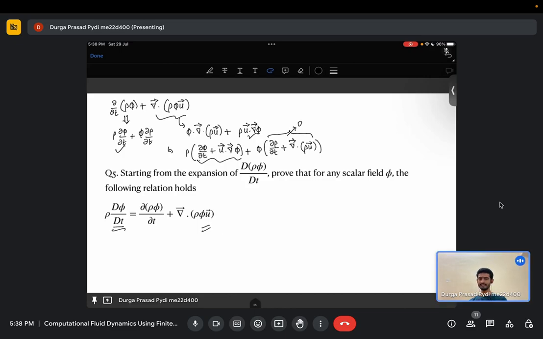So here phi is any scalar field. Suppose I put phi as the x component of velocity u. What will be your left hand side if phi is the x component of velocity? It's rho times acceleration, so it's essentially force per unit volume along the x direction. Similarly, along the y component and z component, you get all the forces, and that's how you derive your conservation of momentum.